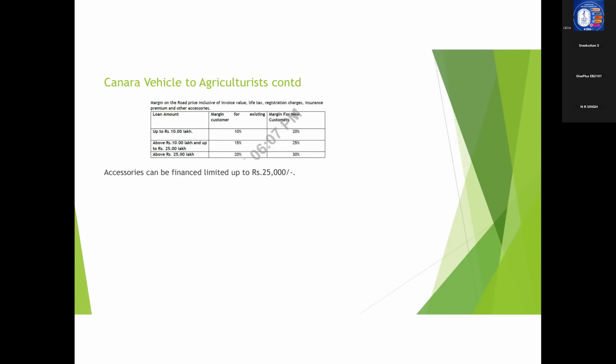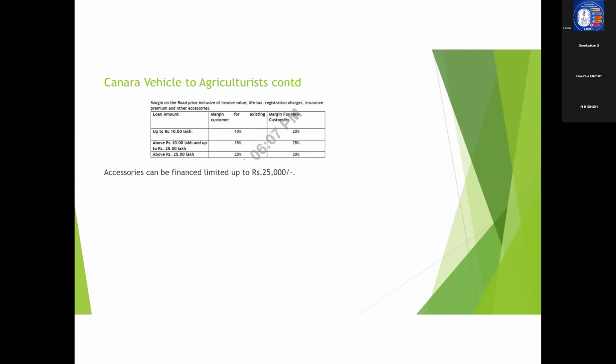And above that, it is 20%. But in the case of margin of new customers, it is slightly changed. It is very easy. You just need to add 10% to the existing customer. So you just need to learn by heart 10, 15, and 20, and just add 10% more to the margin, and you will get the margin for new customers.